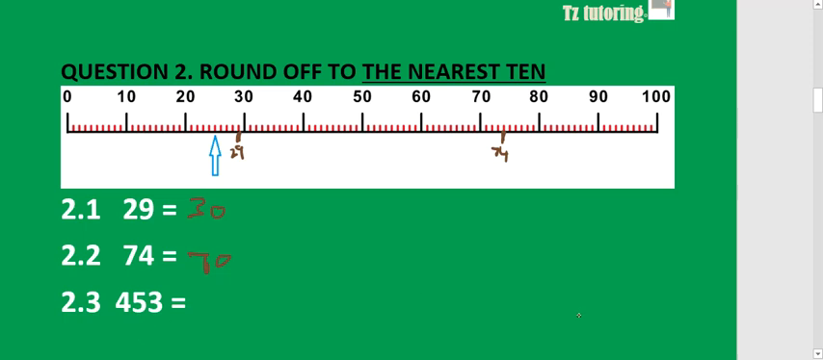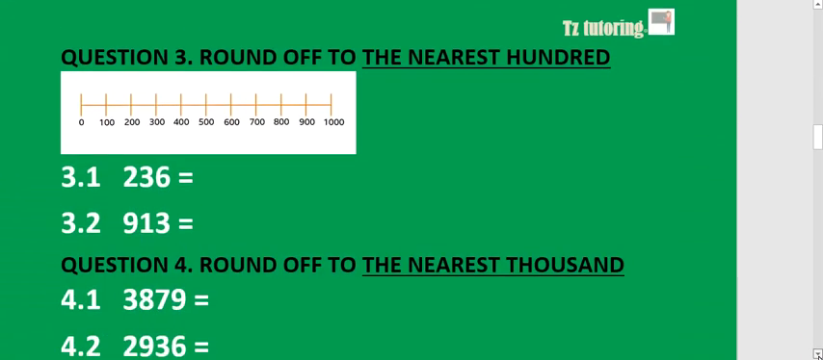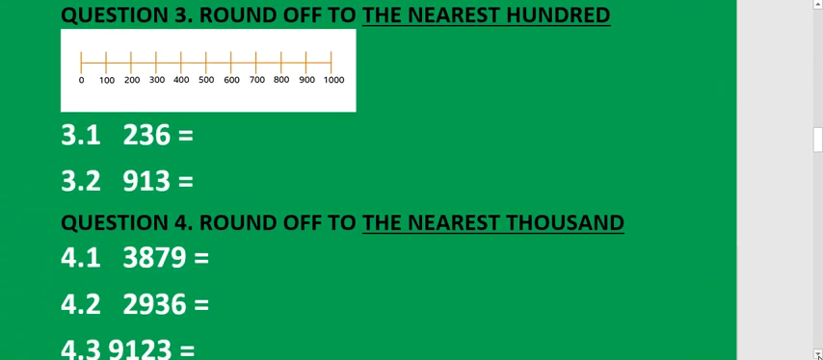453 is not on the number line, but 453 is between which multiples of 10? It's between 450 and 460. Remember, we are rounding off to the nearest 10, so we use multiples of 10. Is it closer to 450 or 460? It's closer to 450. So we round it off to 450. You don't always have to use a number line, but I've just used it to make things a little simpler, more understandable.